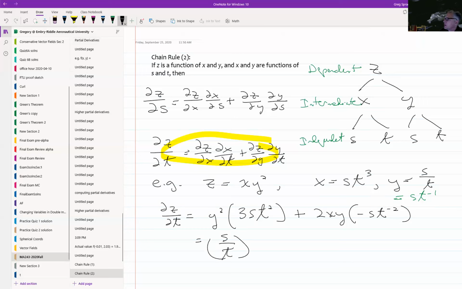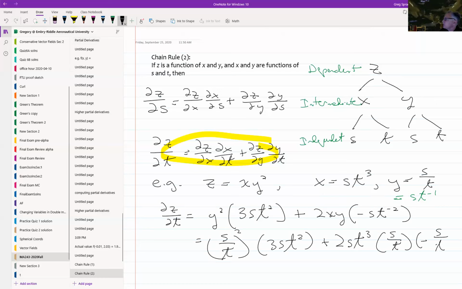s over t squared times 3st squared plus 2st cubed s over t times negative s over t squared. That simplifies to, let's see, 3. Well, the t's cancel, so you get 3s cubed. And the t's also cancel in the second chunk.